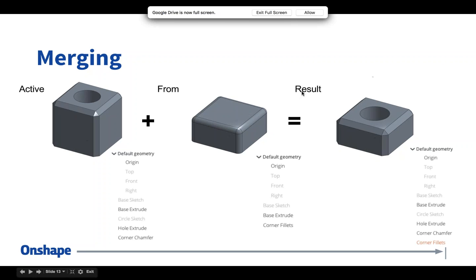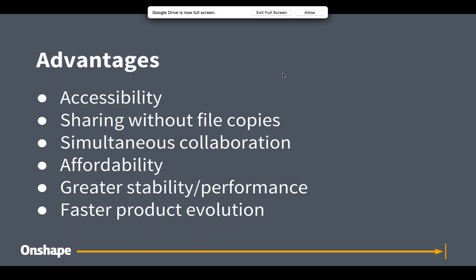I want to take one more moment while I'm in the slides and go over real quickly some of the advantages that we've discussed here today. One of the biggest advantages, and I've already mentioned it briefly, with Onshape is accessibility. You're not tied to a very expensive workstation that only runs a certain operating system and is bolted to your desk. You have the ability to get to your CAD data from anywhere. You can even access your CAD data from a mobile device.